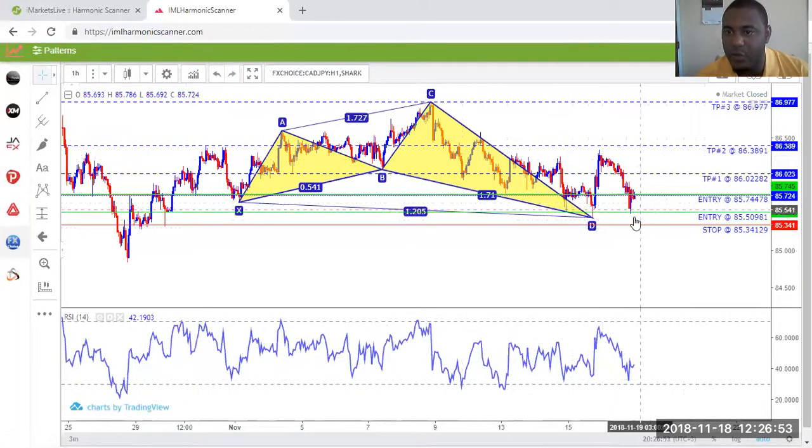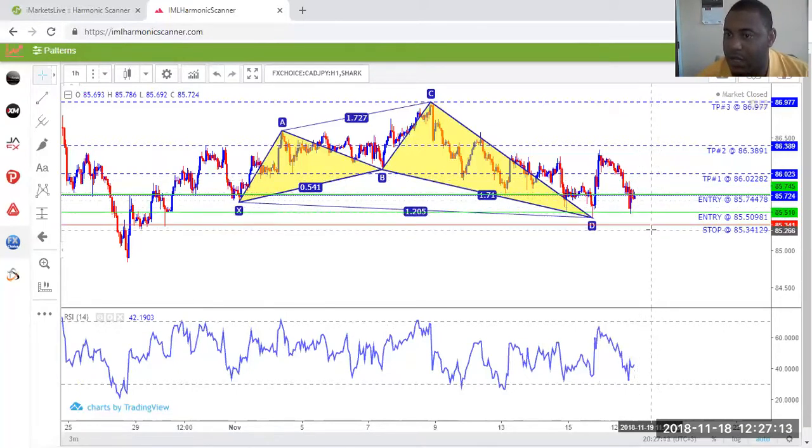Okay, so right here we have two entry points. You could either go in here or down here. This is another buy because the TPs are on top of the entry. So if we got in here, we would already be 20, 21, 22 pips in profit. So it's just a personal decision on where you want to enter the trade and ride up to the TP.